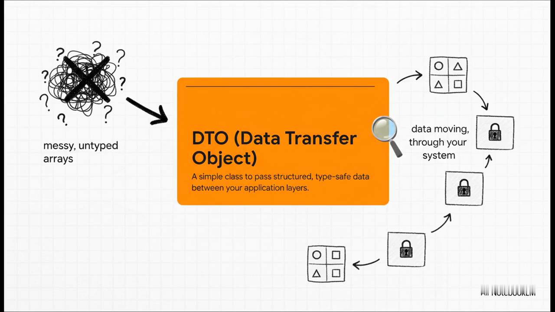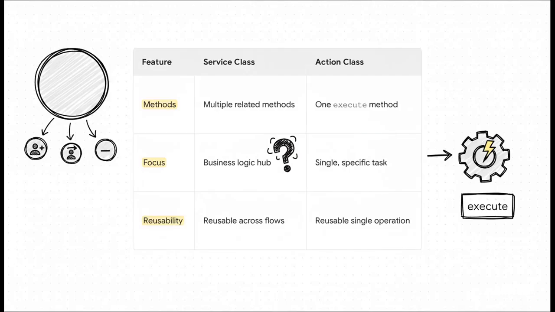Now, this is a big one, the whole debate between services and actions. This is where a lot of people get confused, so let's clear it up. Think of a service class as a hub for related logic. A user service might have methods for creating, updating, and deleting users. An action class, on the other hand, does one single thing. It has one public method, and we usually just call it execute.